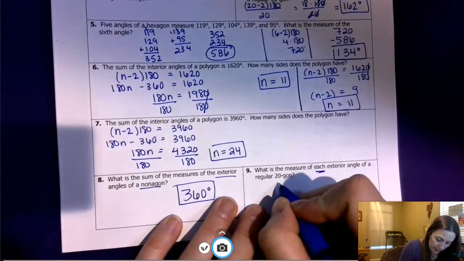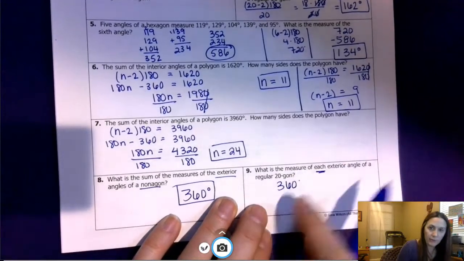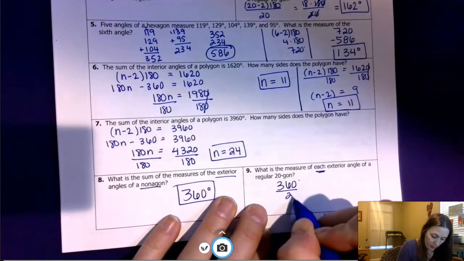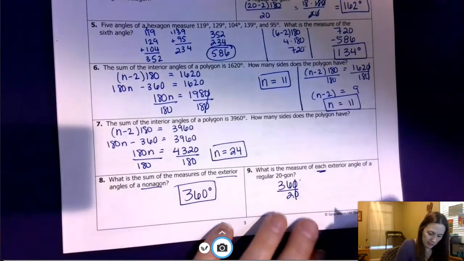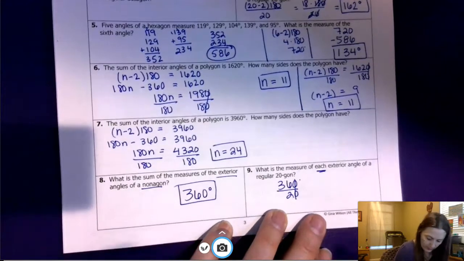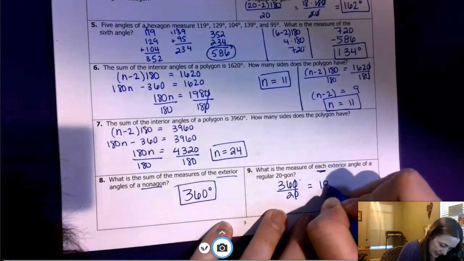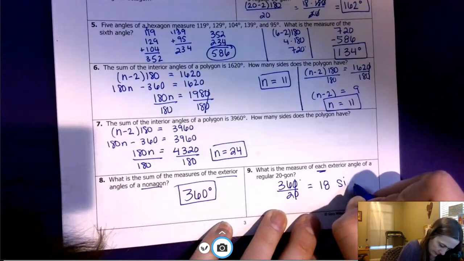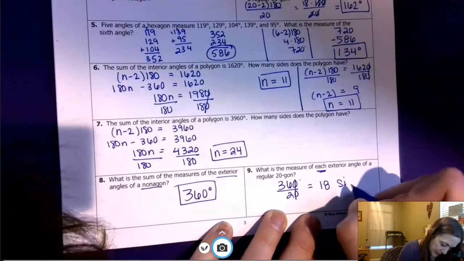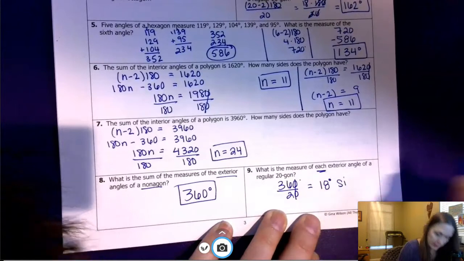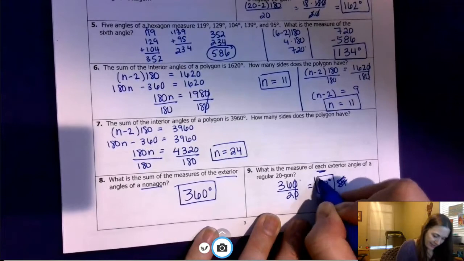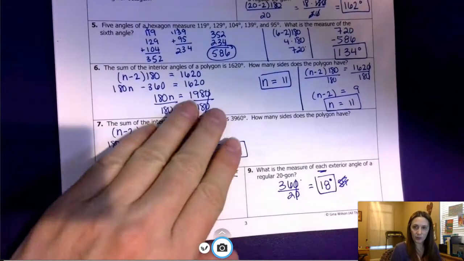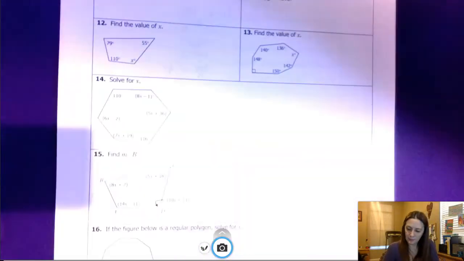Well, we know it's going to be 360 for all of them, and if there's 20 angles, you divide that by 20. Remember, always if they end in zeros, you can divide that 10 out. 2 goes into 16, 18 times. So this is going to be 18 angles, sorry, 18 degrees. It was 20 sides, 18 degrees. There we go. There's a few more problems on the next page that I want to go over. Again, not too many.